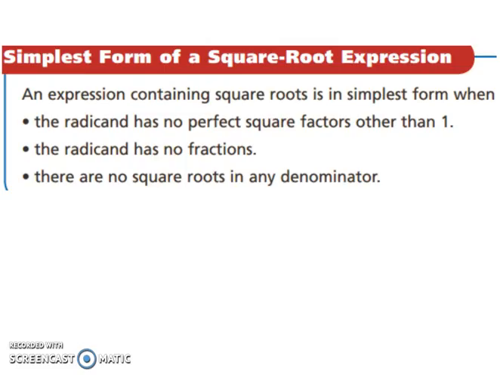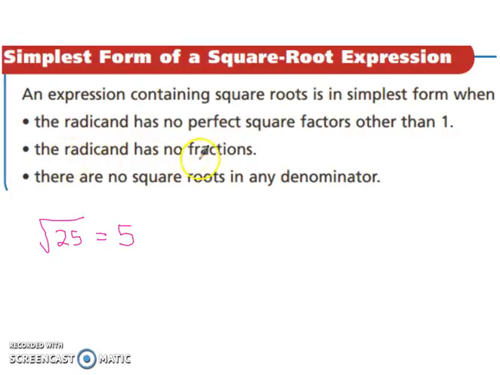So we're going to be learning about the simplest form of a square root expression. An expression containing square roots is in simplest form when the radicand has no perfect square factors other than 1, meaning you don't have, like, the square root of 25, because you can simplify that. That can be simplified to 5.